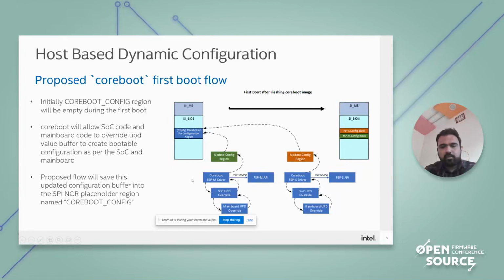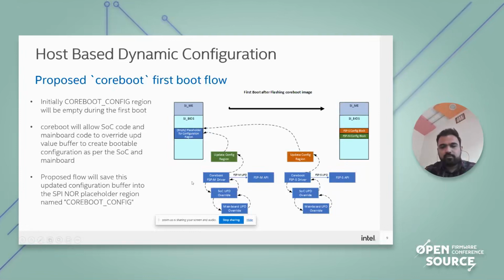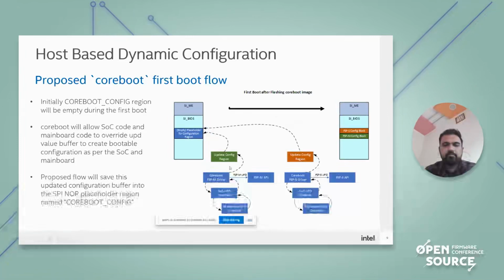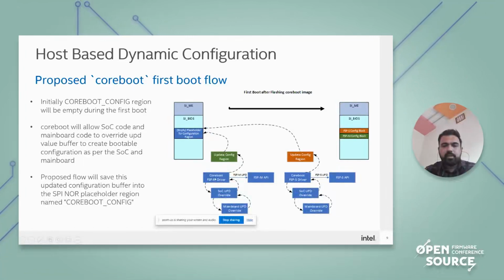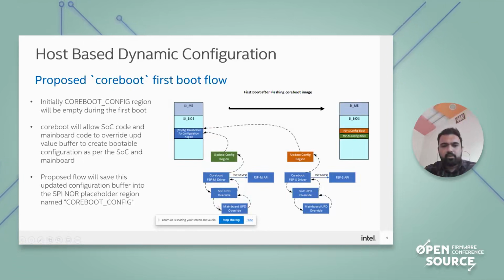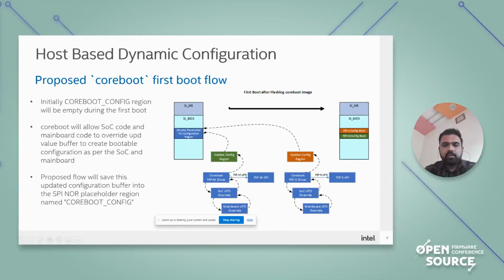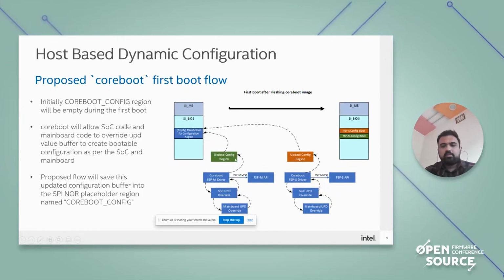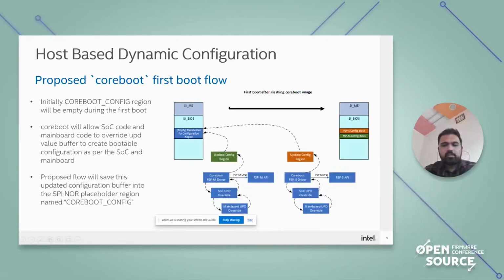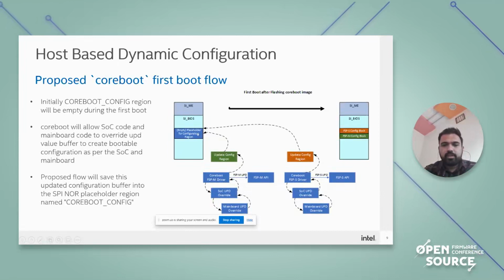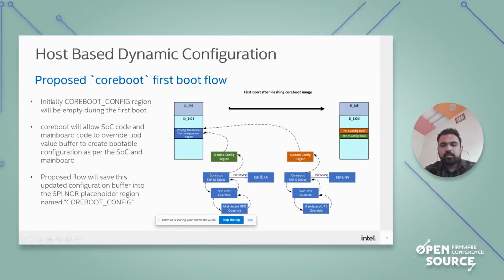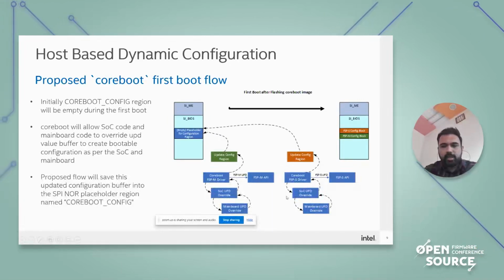During the first boot, we will go through our original flow where the Coreboot driver will read the UPD default values from the SPI. It will pass the control to the SOC and mainboard code to override the default values as per the platform requirement. Once we have a modified buffer, just before calling the FSPM API with that updated buffer, we will store all these good or bootable values to the SPI. We will call this update configuration and write the entire buffer into the SPI, and then we'll call the FSPM API. We will follow a similar way for FSPS also.